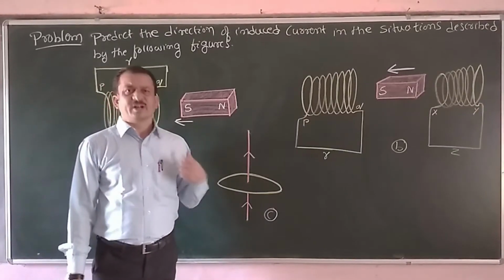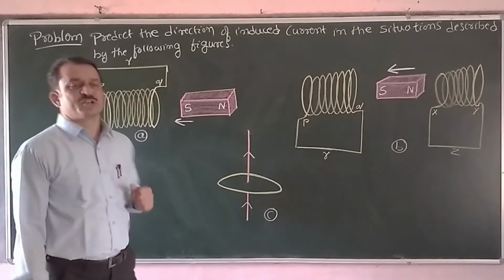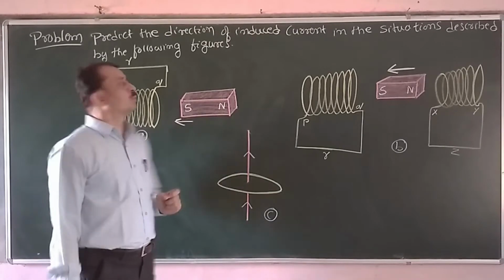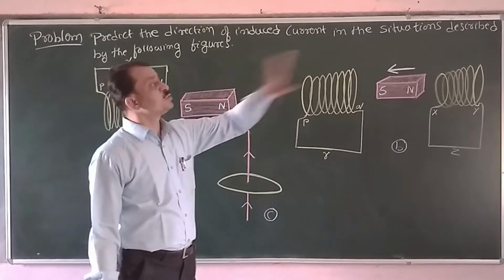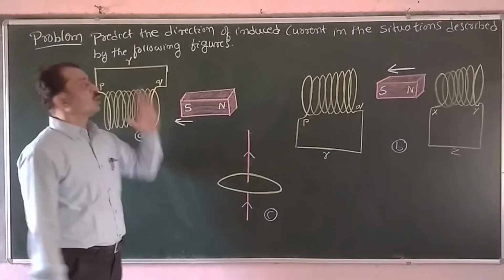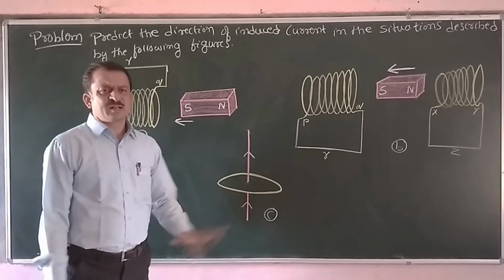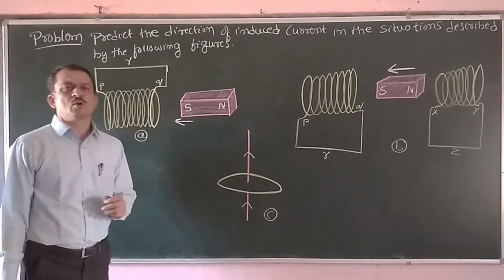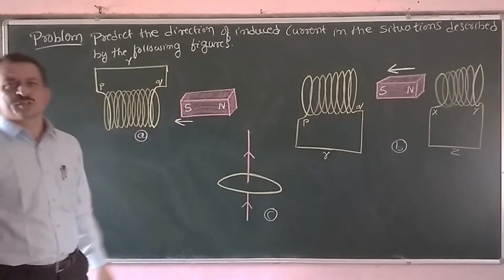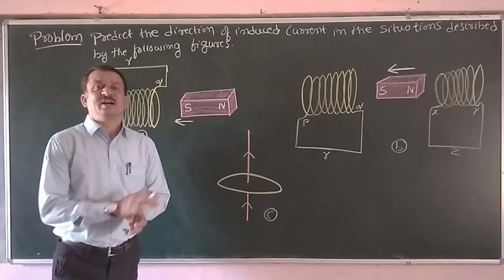We will solve some problems regarding chapter 6, electromagnetic induction. Now the first problem: predict the direction of the induced current in the situations described by the following figures. Here they have given different figures. In each case, we have to work out the direction of the induced current. Here we have to make use of Lenz's law.